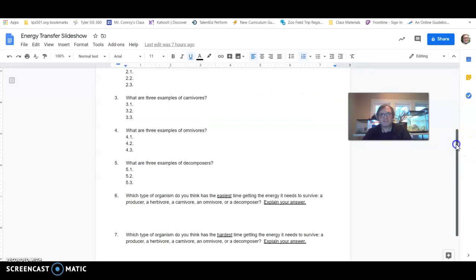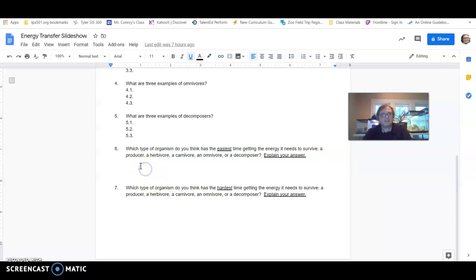And then there are two reflection questions down here at the bottom. So with number 6, which type of organism do you think has the easiest time of getting the energy it needs to survive? A producer, a herbivore, a carnivore, an omnivore, or a decomposer? So consider the ways that all of these different organisms get their food. When you think about something like a producer that just has to absorb sunlight versus something like a carnivore that has to hunt down prey, which one do you think has the easiest time getting the energy it needs to survive? And there are multiple ways to look at this. So as long as you explain your answer and it makes sense, it should be correct for this one.